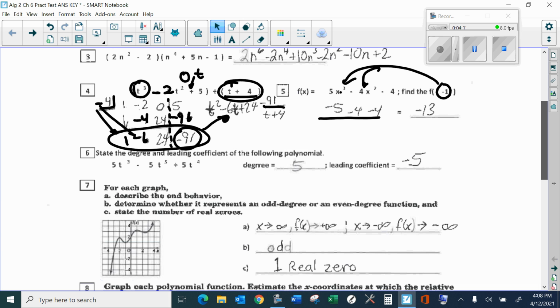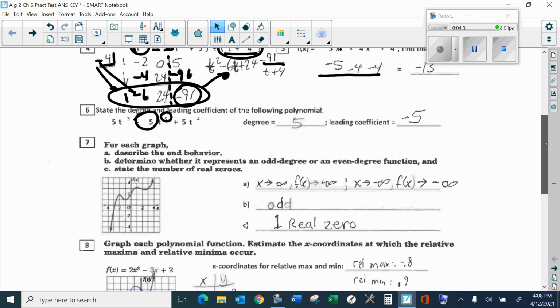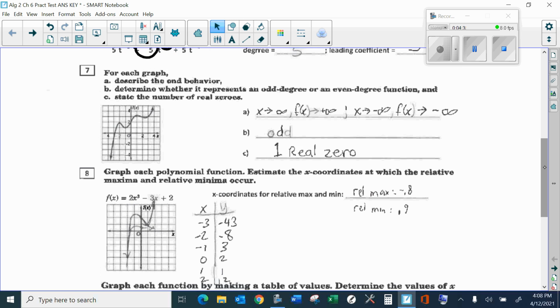State the degree and leading coefficient. The degree is the highest exponent there. So the degree is 5, the leading coefficient is the coefficient of that one, which is -5. All right, was that number 6? Or did I skip 6? That was 6. Okay. 7.